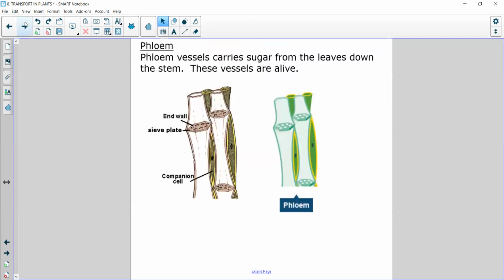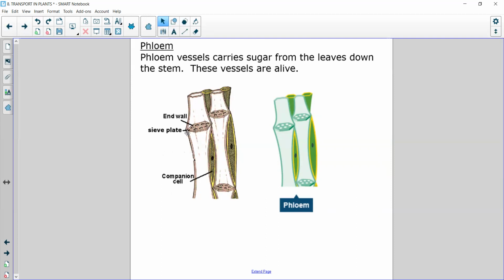And that leads us on to the last part, the last transport system that's found in plants. And these are also tubes that run up and down the plants, and they are the phloem. And the phloem vessels carry sugar from the leaves back down the stem. One major difference between xylem vessels and phloem vessels is that xylem vessels are dead. They're just hollowed out tubes, but phloem vessels are actually still alive.